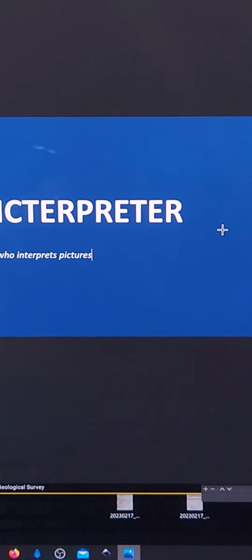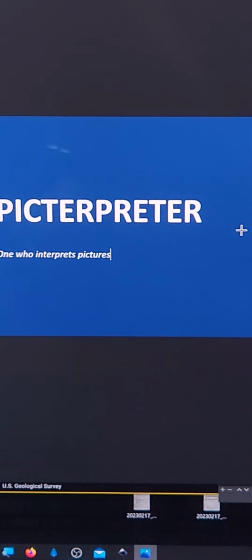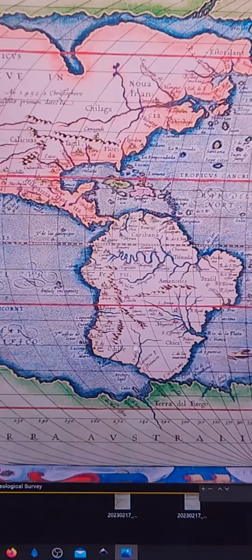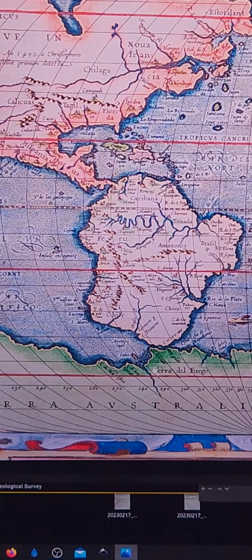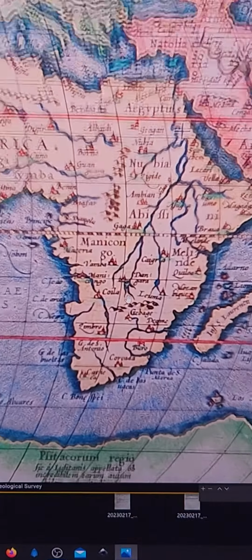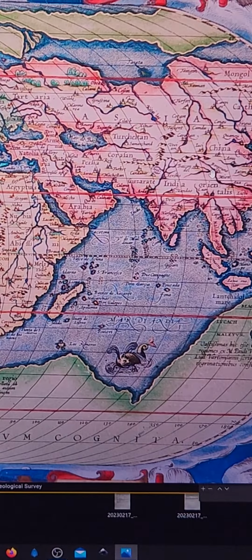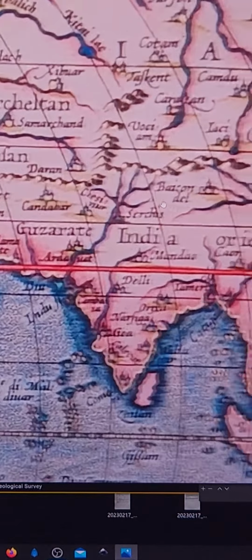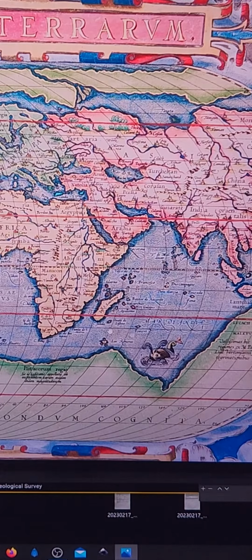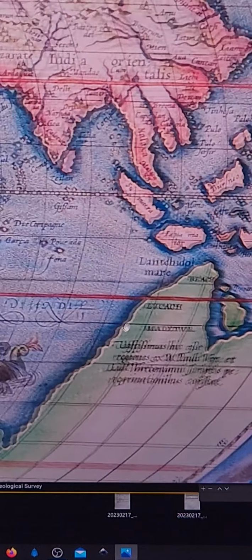Interpreter. One who interprets pictures. Another map. South America, very different shape, attached to Antarctica. Africa. The Nile River begins in southern Africa. India. There is no Himalaya. There is no Mount Everest. Australia is attached to Antarctica.